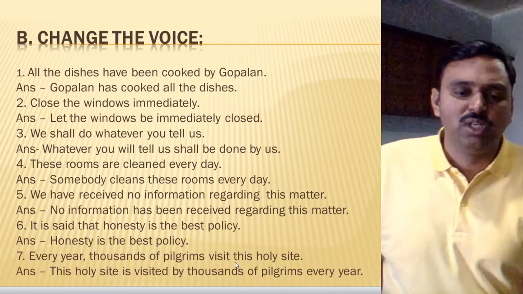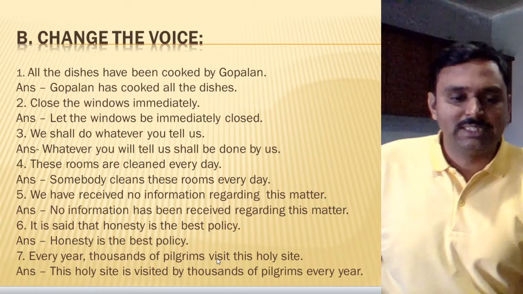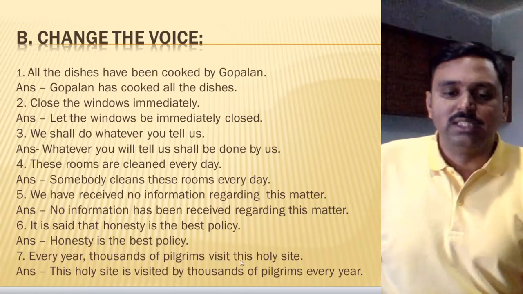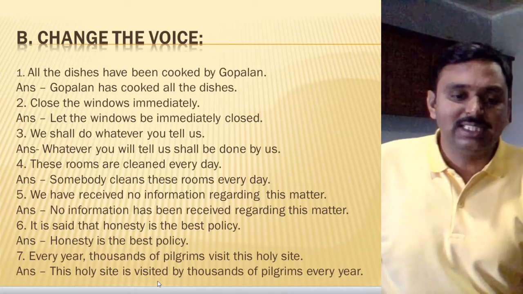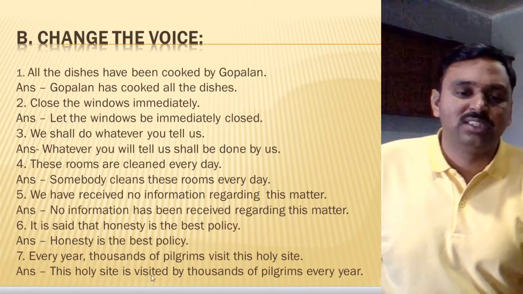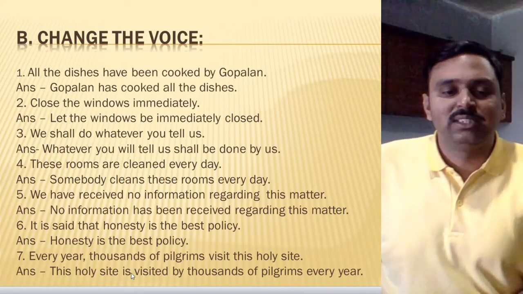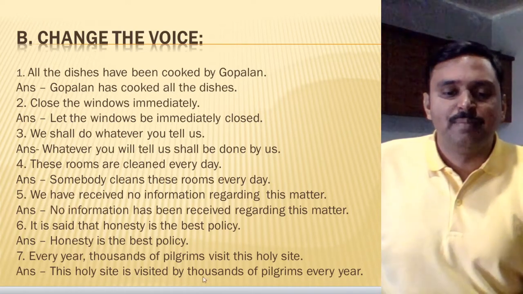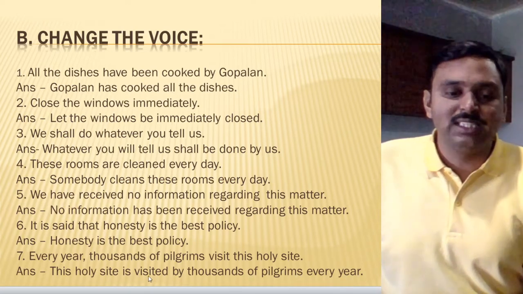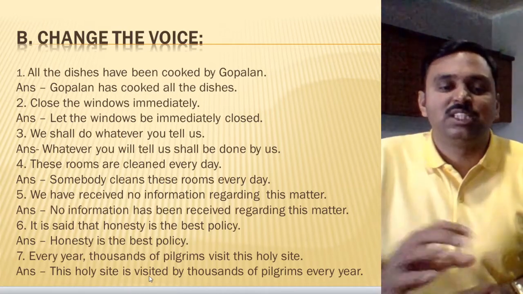So first what we'll do, the object will be taken as the subject in passive voice. So this is also an example of active voice, number 7th. So we'll change it into passive voice. This holy site is visited. So what is 'is' here? To be form. And visited is what here? V3 form. So we'll do it like this: This holy site is visited by thousands of pilgrims every year. So 'is visited' is the example of passive voice. So we can change it in this format.